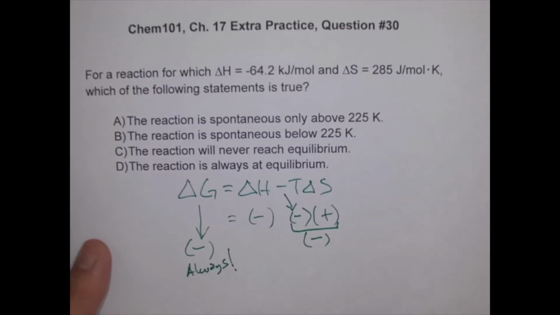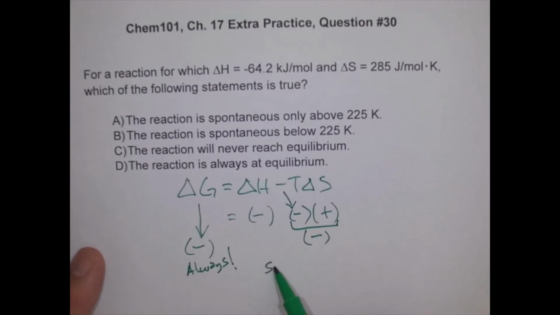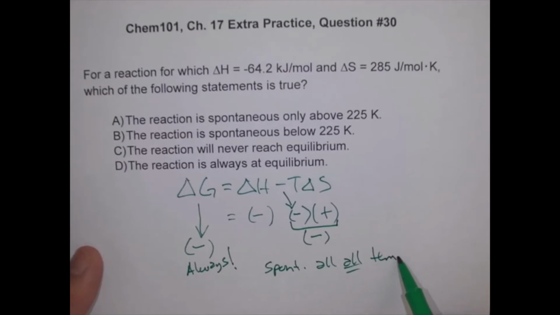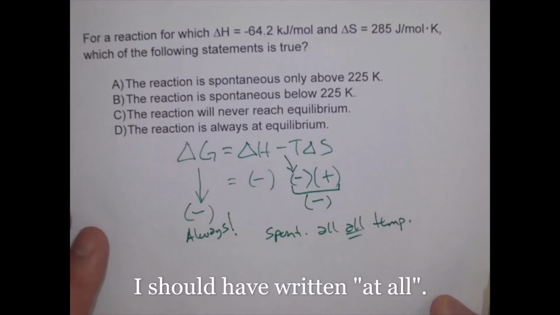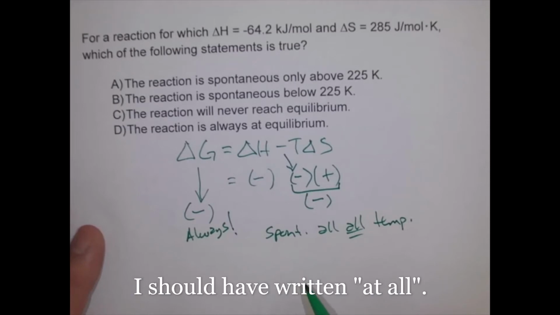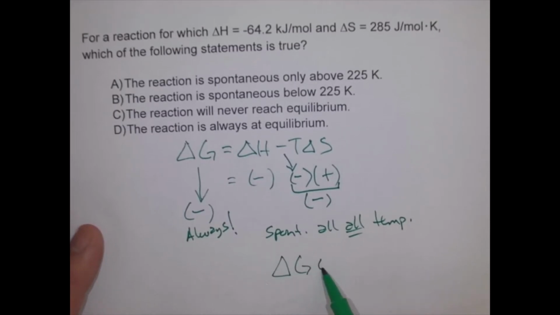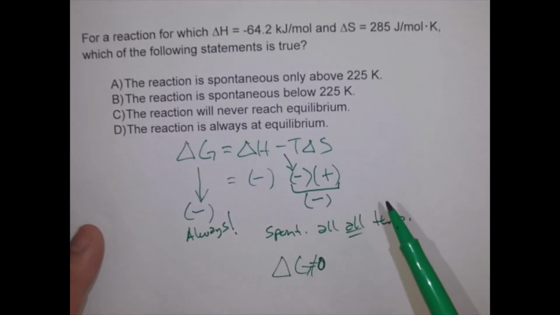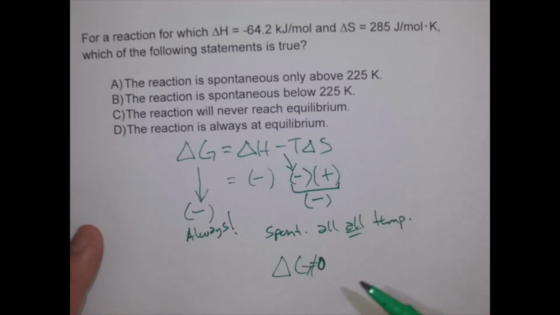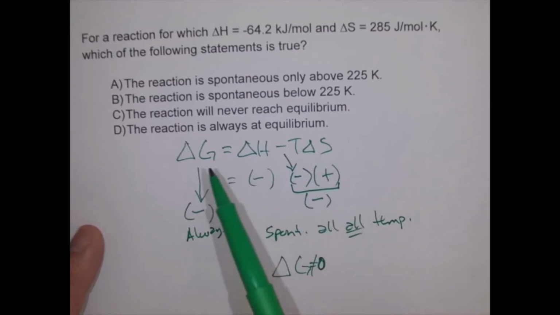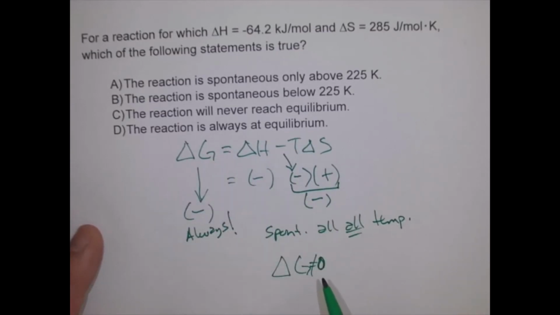Now what that means is that it has some consequences. That means that it's spontaneous at all temperatures. And the other thing to remember is that you will never have a delta G equal to 0. Never. The reason is that in order for something to go from non-spontaneous to spontaneous, or in the opposite direction, spontaneous to non-spontaneous, you have to pass through 0. Well, because this is always going to be spontaneous, it will never go through 0.